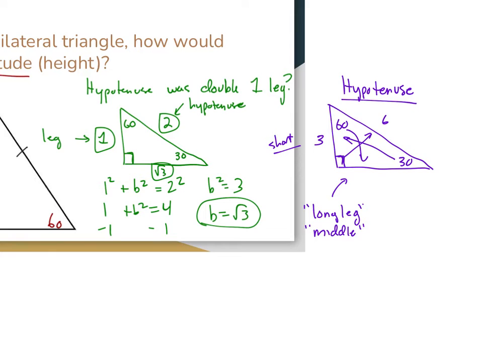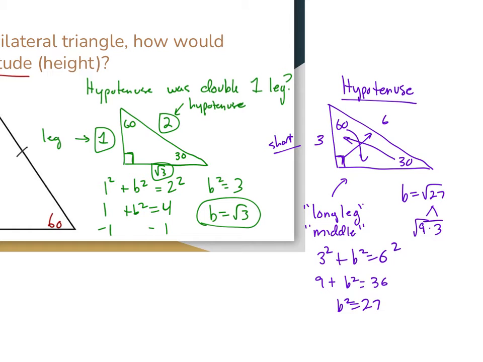So again, let's follow Pythagorean theorem and see where it takes us. So this becomes 9 and 36. So b squared will equal 27. So b will equal square root of 27. So if we recall from before, well, let's see if we can simplify this. So this becomes 9 and 3. So it becomes square root of 9 times square root of 3. Well, the square root of 9 is 3, so that becomes 3 square root of 3.